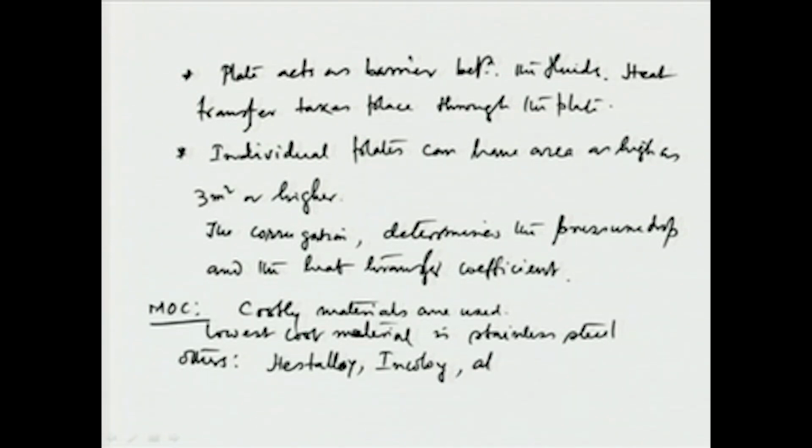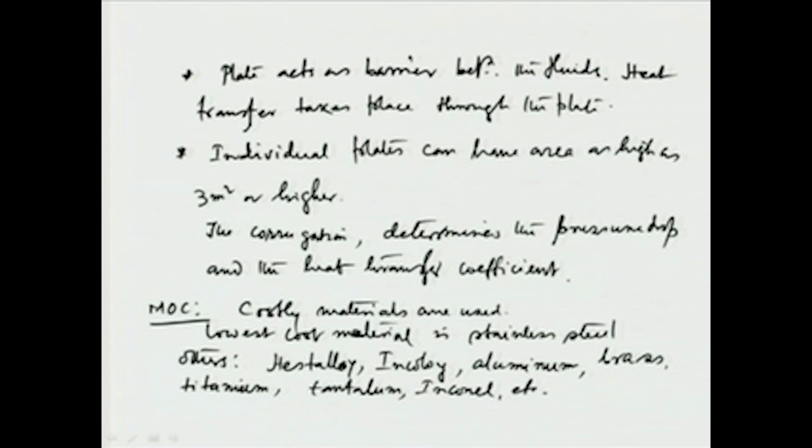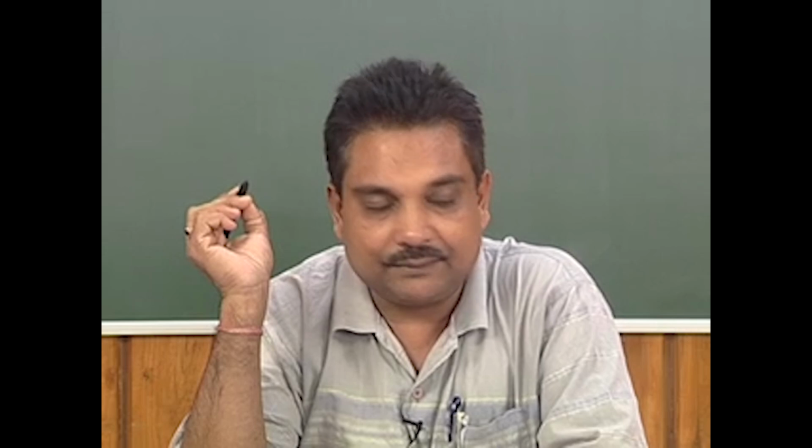then aluminium, brass, titanium, tantalum, Incoloy, etc. So these materials are pretty costly, and these are many times used as materials of construction for the plates of the plate type heat exchanger.